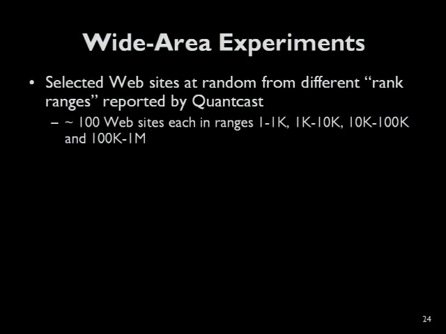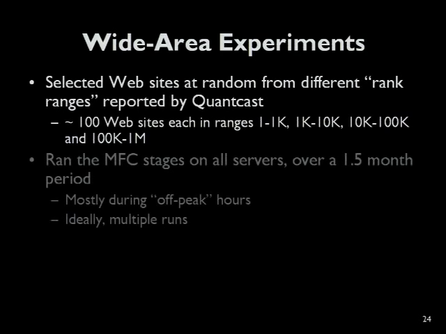In particular, we picked servers in different rank ranges in this Quantcast, meaning servers that were ranked 1 through 1,000, servers that were ranked 1,000 through 10,000. And we picked a few in each of those categories. And our expectation was that the more popular ones would be more well-provisioned than the less popular ones. And we wanted to observe similarities and differences.